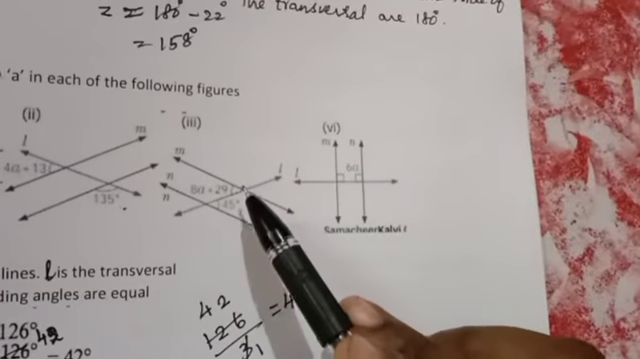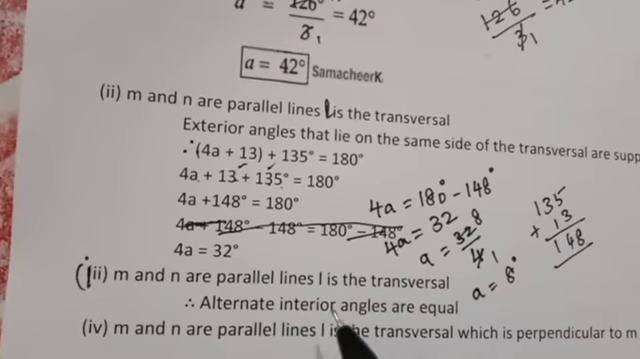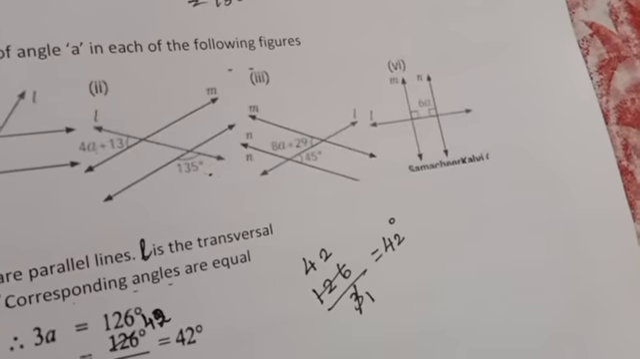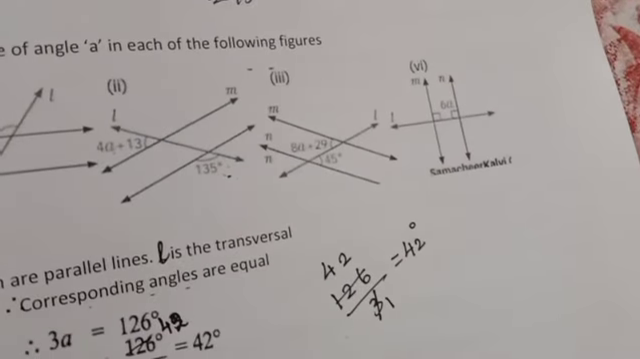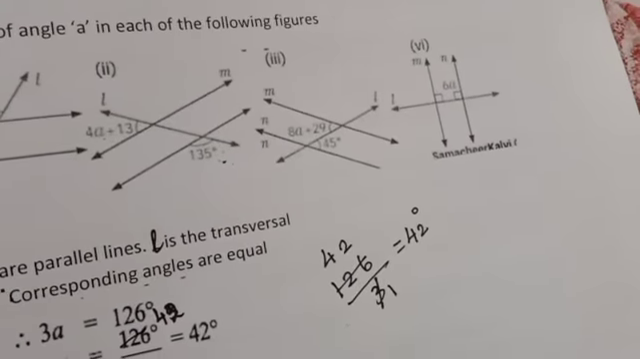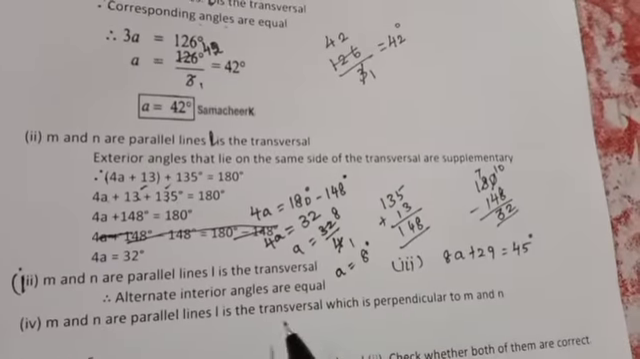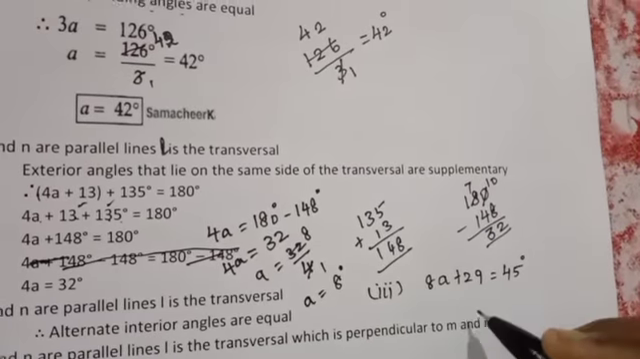Third question, you have to observe, these two are interior angles. Alternate interior angles are equal. Okay, M and N are parallel lines. Alternate interior angles are equal. The answer is not given. We have to find this. Okay, 8A plus 29 is equal to 45 degree. Yes, students, alternate interior angles are equal, you know. 8A plus 29 is equal to 45 degree.